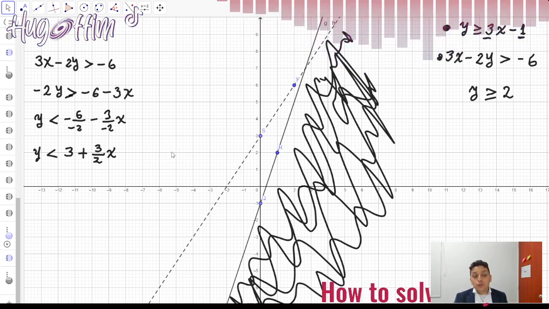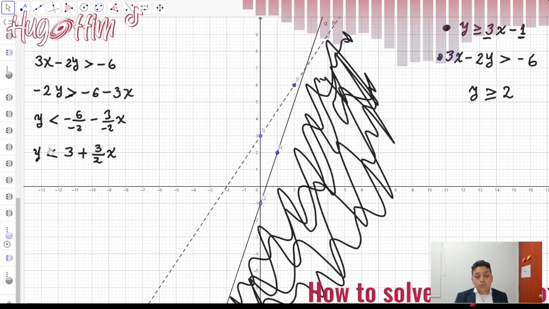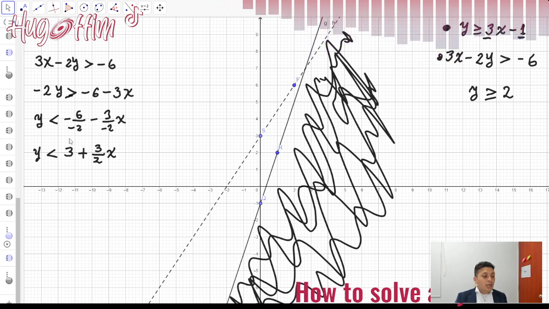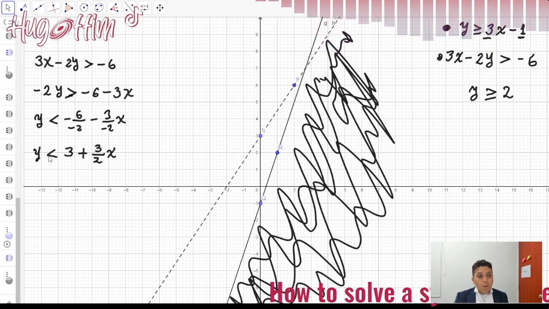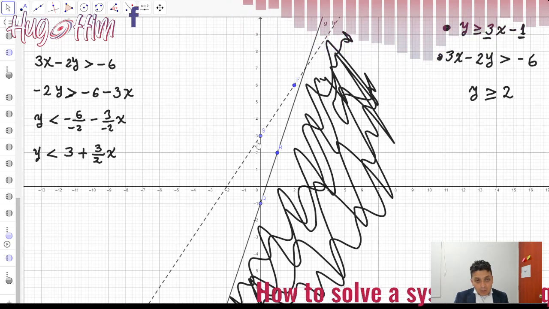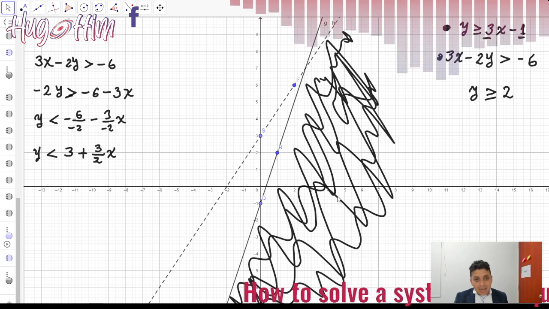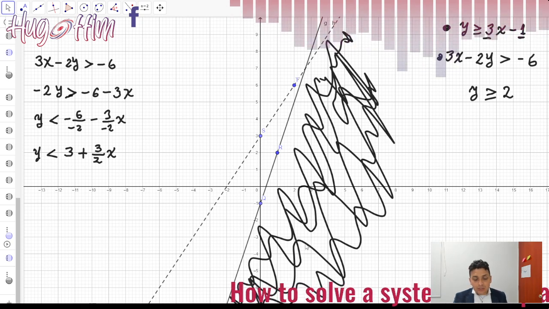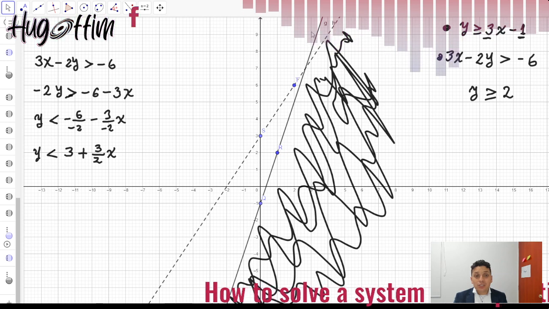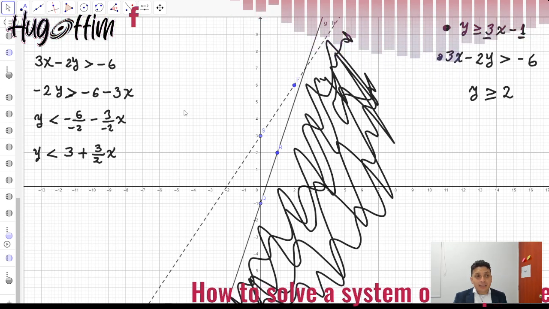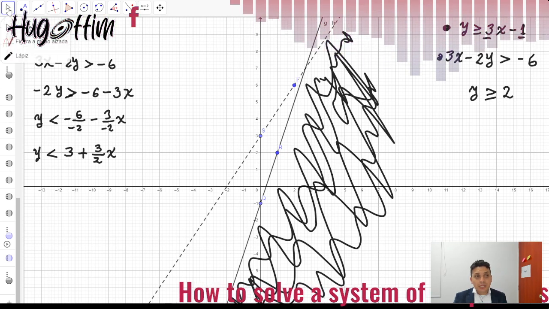And now we have to do the unwanted region. We're going to shade the unwanted region. Just remember, y less than this line will be all the region below the line. This is the region of solution. So it means that the unwanted region will be the region that is above the line. This region is not going to be allowed.